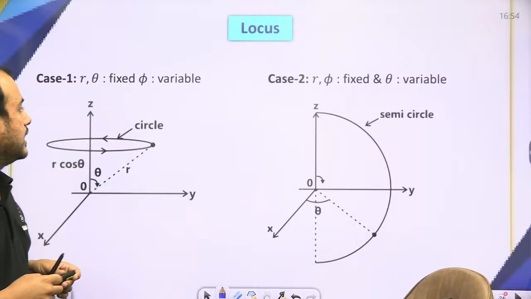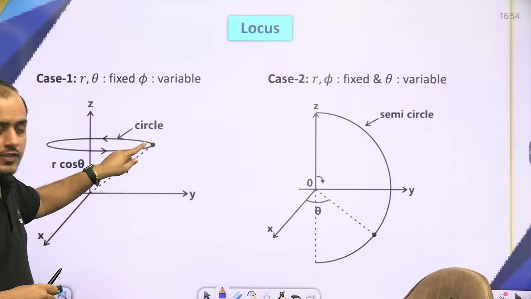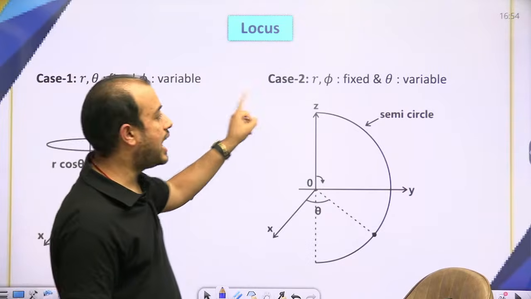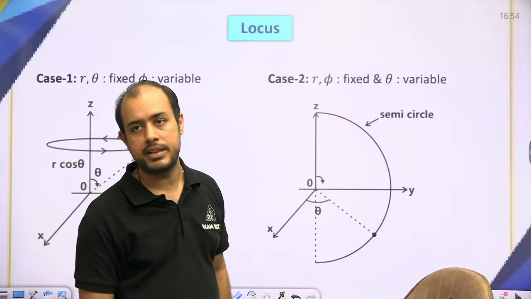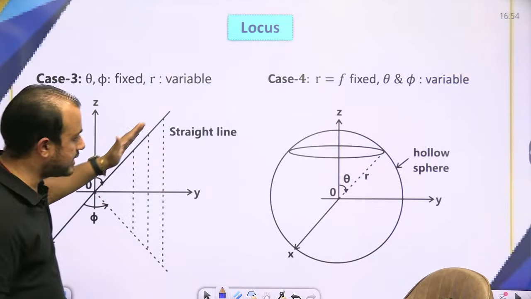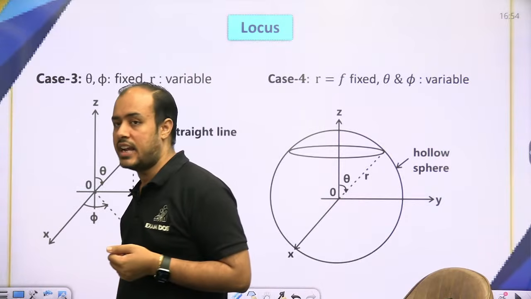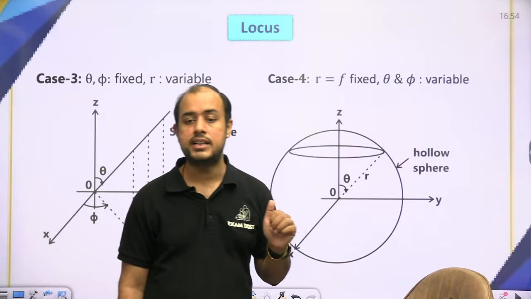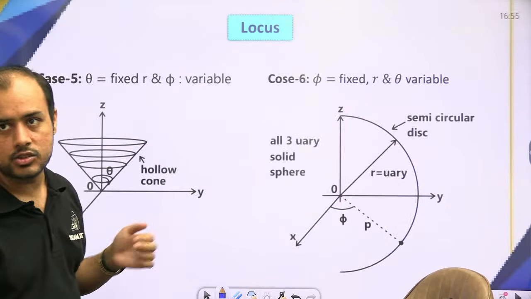Now in spherical, if r and theta are fixed, phi is variable, I will get a circle because radius is fixed, this angle theta is fixed, phi is varying from 0 to 2 pi, circle. If r and phi are fixed, theta is varying because theta varies from 0 to pi, I will get a semicircle, not a full circle. Now theta and phi fixed, r is variable, I will get a straight line because r is the distance from origin. If the distance from origin varies, I will get a straight line. If r is fixed, theta and phi are variable, I will get a hollow sphere. That is the outer surface of a sphere because for a sphere, radius is constant.